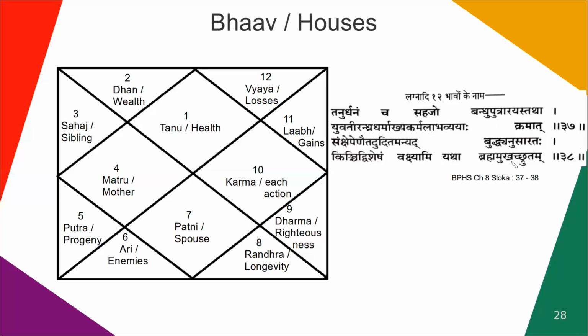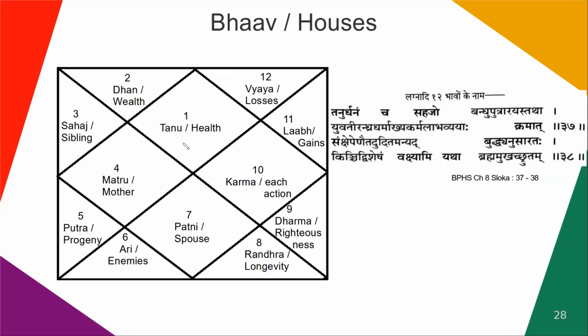So as taught by Lord Brahma, each house is given a special name for easy identity. Kinchid Vishesham. That means every house has a special identity or special name. Vakshayami, I'm going to tell you. So the attributes or indications are: the first house always belongs to the person himself or herself. So the first house is about self or the person's health.